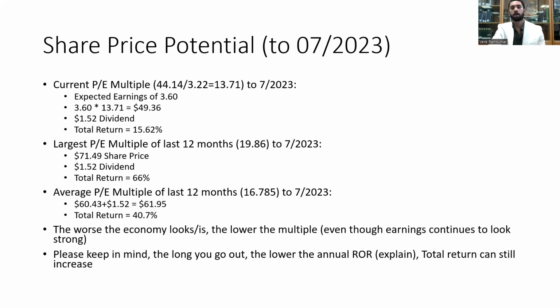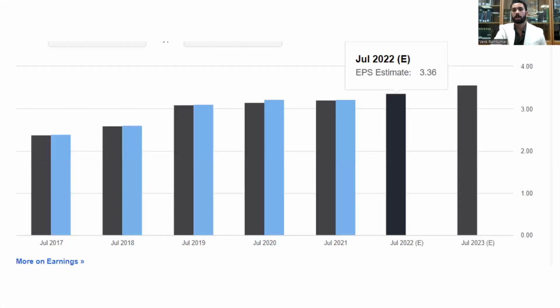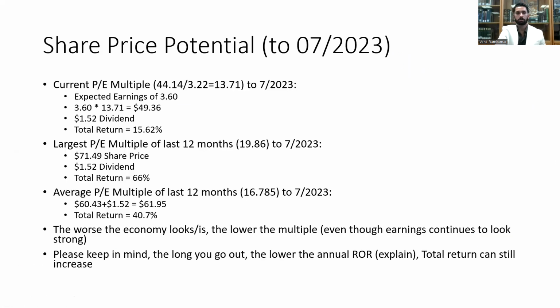now remember, I'm extrapolating out to 2023 now. So I'm looking at, because we're almost at July 2022, okay? So I'm not going to just tell you where it is right now. I'm going to go out to 2023, 1 year in front. 3.60, okay? If Cisco stays at the same valuation it's at right now, PE multiple of 13, and it reverts back to a $3.60 earnings, that is going to give you a total return of 15.62%.